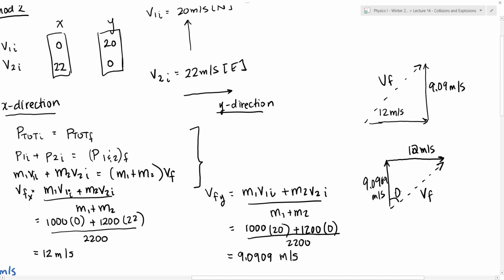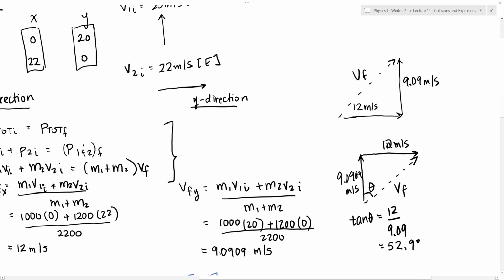So I can solve for the angle here. I'd say tan theta equals opposite 12 over adjacent. And I would take my tan inverse there of 12 over 9.0909. And I get 52.9 degrees.